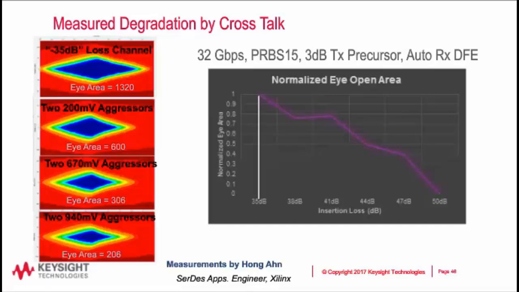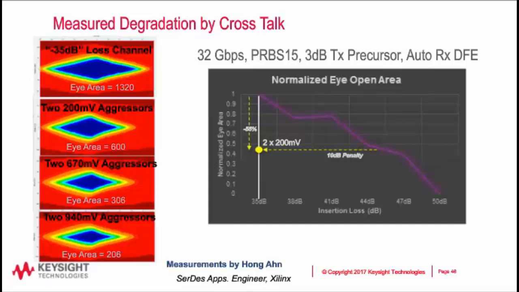Now what we're going to do is look at what happens when we add in our 200 millivolt aggressor, and we can see that the eye opening when we add in that aggressor is equivalent to a channel that has roughly, what do I say, 44 dB of loss at Nyquist.